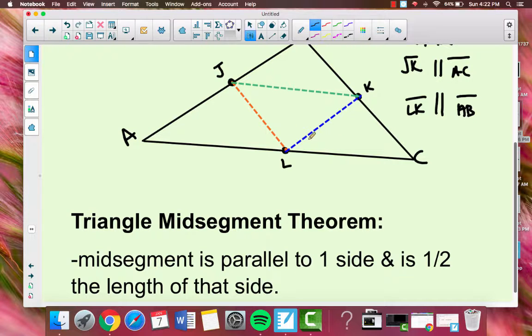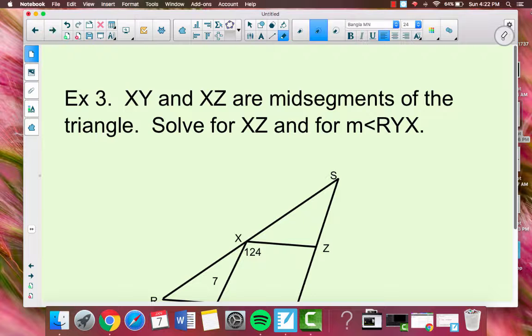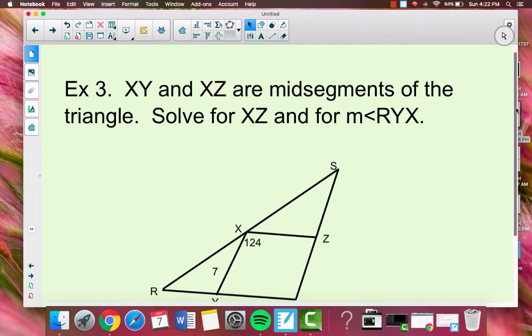So, for example, if I told you that A to C was 20 inches, then its mid-segment J to K would have to be 10 inches because it's going to be half the length of its parallel side. All right, so hopefully those are going to be pretty quick examples to go through because you just have to know to divide by 2 or multiply by 2, but you have to be able to know which side it goes with. So let's look at an example where we might use the mid-segment.